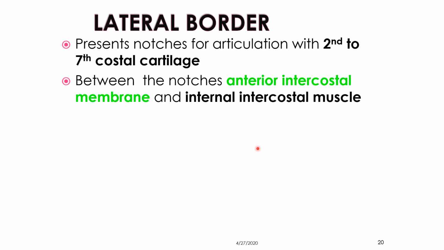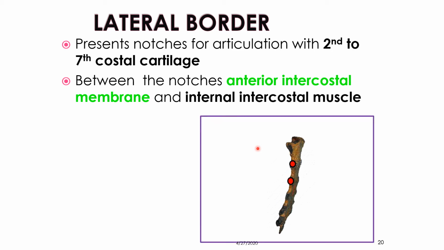The lateral borders present notches for articulation with the 2nd to 7th costal cartilages, which you can see as notches for the 2nd to 7th costal cartilages. The 7th is partial, and the 2nd is also partial, which means demi-facets. Between these notches, it gives attachment to the anterior or external intercostal membrane and internal intercostal muscles.